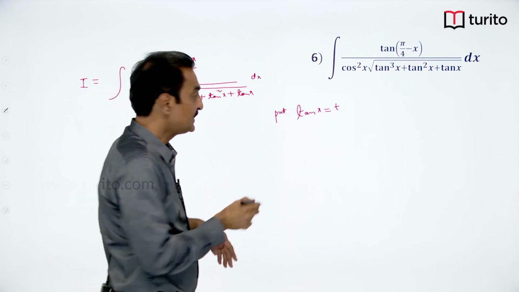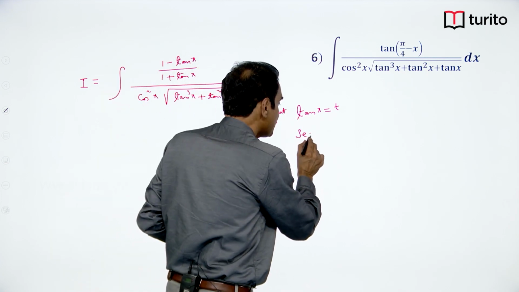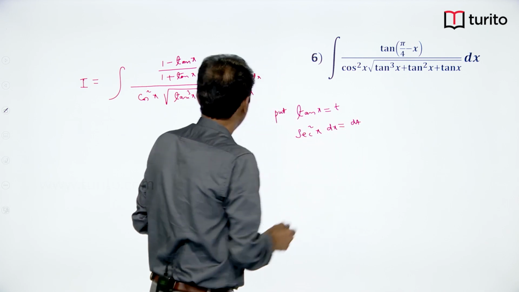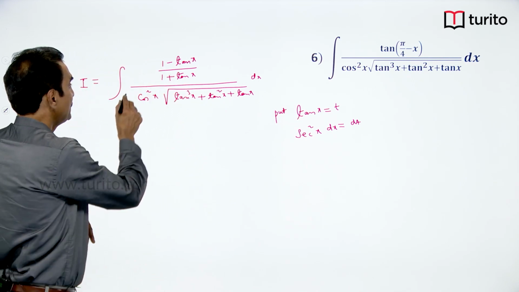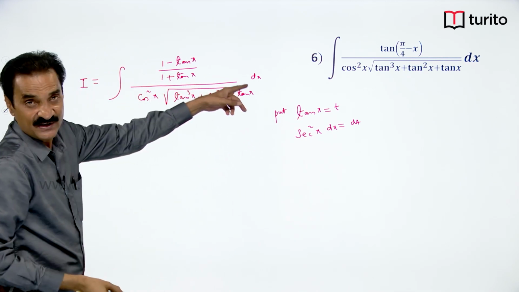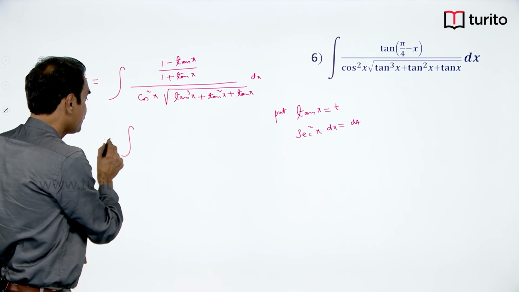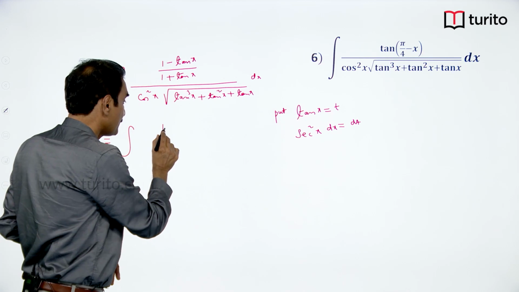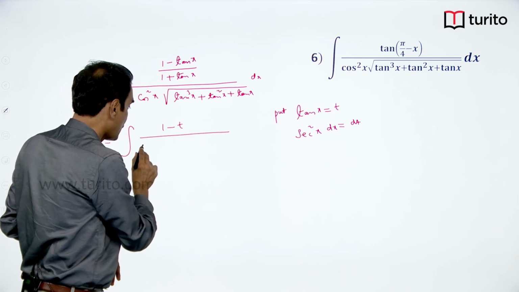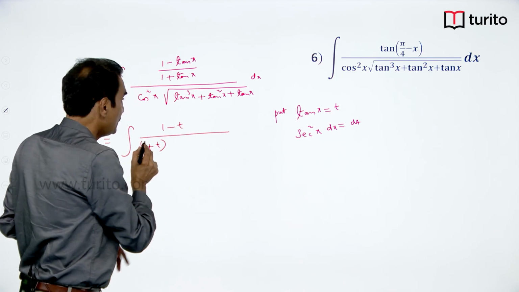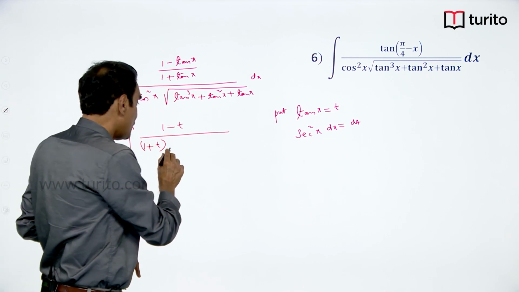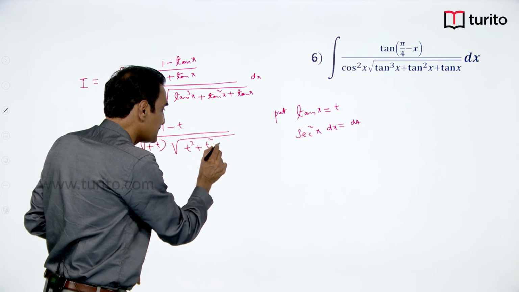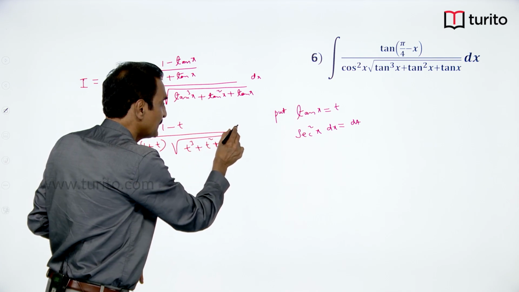Then its derivative is secant square x dx is equal to dt. So 1 by cos square x, which is secant square x dx, becomes dt, and the remaining is 1 minus t by 1 plus t into square root of t cube plus t square plus t dt.